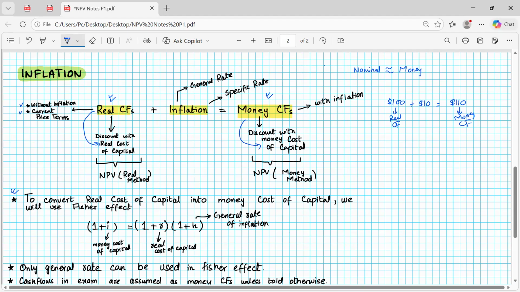Now, second point. Let's say the real cost of capital is given to you in the question and you want to calculate the money cost of capital. You can do that by using this formula, which is 1 plus i is equal to 1 plus r multiplied by 1 plus h.